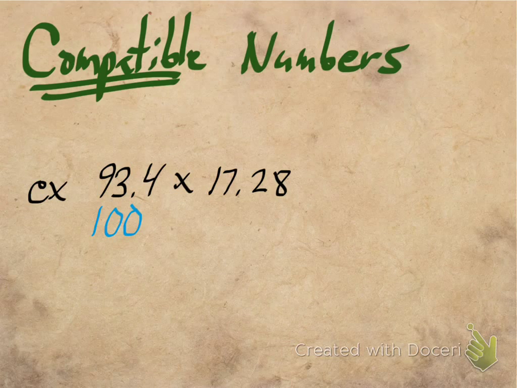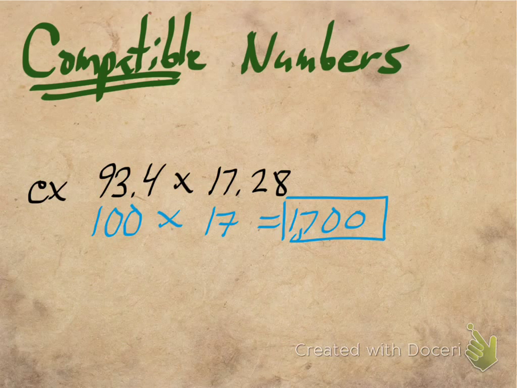And since we went up with this number, since we're multiplying here, why don't we go down with the other number? So instead of 17.28 jumping to another number, how about we just go down to 17? And 100 times 17 will equal 1700. Now, you see what I did there? I didn't use specific rounding rules. I picked a nice, easy number that was pretty close to the 93.4, but it made my problem a lot easier.